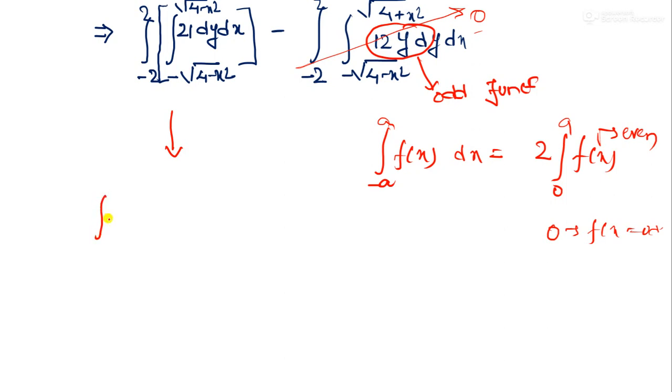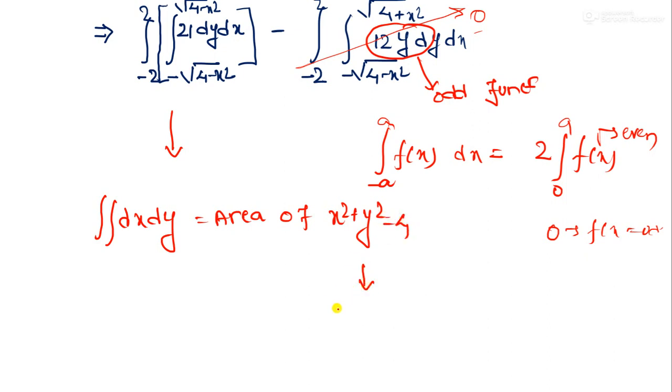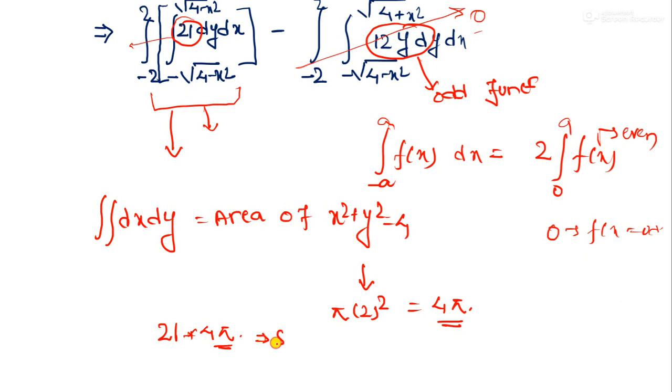As we know, the double integral dx dy is the area of the circle which is given, that is x square plus y square equals 4. What is the area of this circle? It will be pi r square, r is 2, so 4 pi. But there is a factor of 21 which is an extra constant multiplier. If you take it outside, you get 21 times the area of the circular plane, which is 21 into 4 pi. On solving you will get 84 pi.